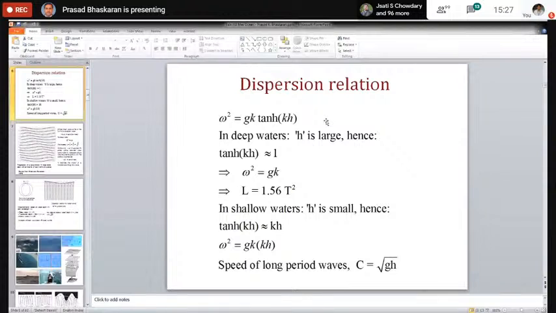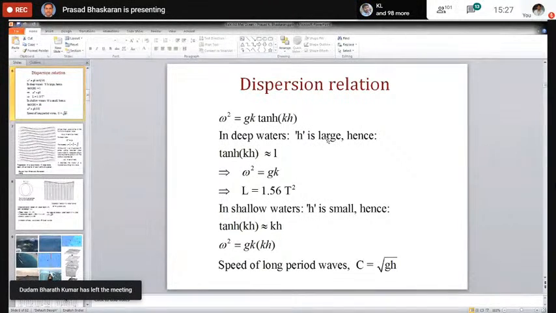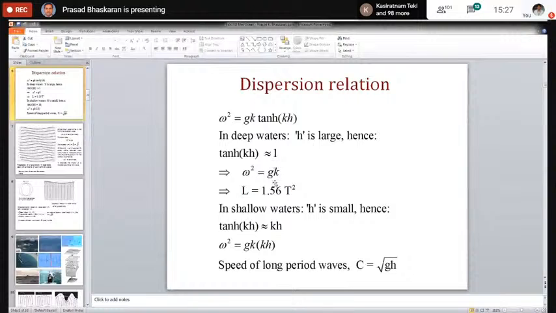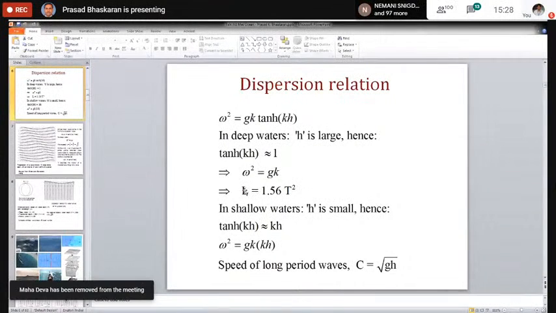Suppose the water depth is very large. If h is very large, that means deep water. In that case, the exponential function reduces to 1, the tanh function becomes equal to 1, and your equation simplifies to omega squared equals gk. Omega by definition is the angular frequency, 2 pi by T, and k is the wave number, 2 pi by lambda. If you connect both, you get a relation L equals 1.56 times T squared, where L is the wavelength lambda and T is the time period. So if you know the time period of the wave, you can find the wavelength.